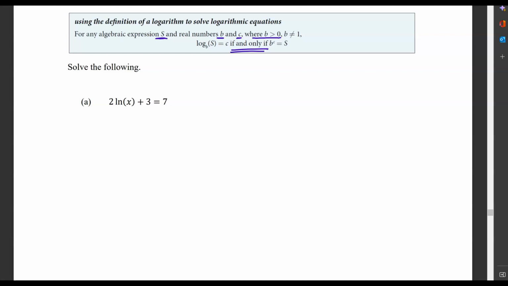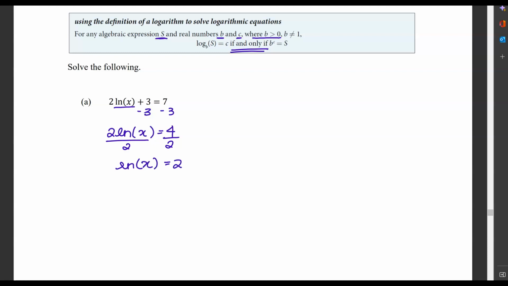All right, let's take a look here. We're going to isolate the ln. So let's go ahead and subtract 3 from both sides. So we're left with 2 ln x equals 4. Now we're going to divide both sides by 2. So we have ln of x is equal to 2.